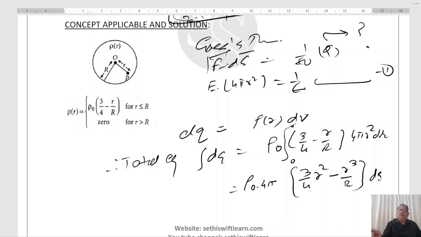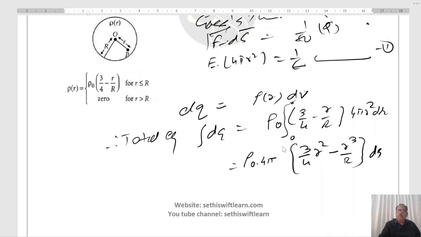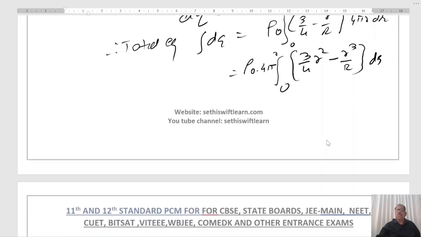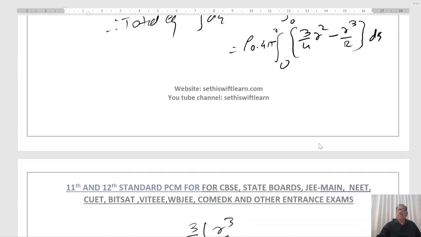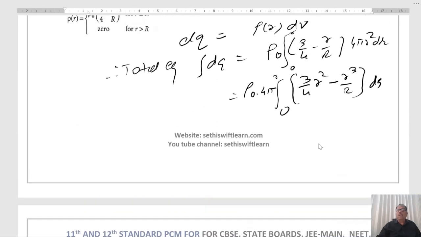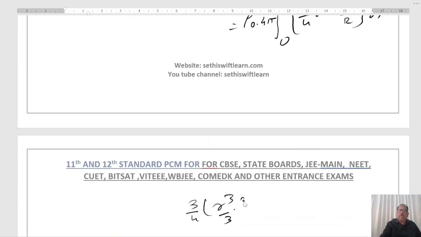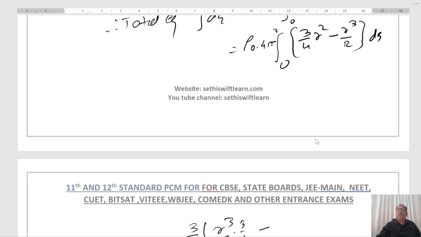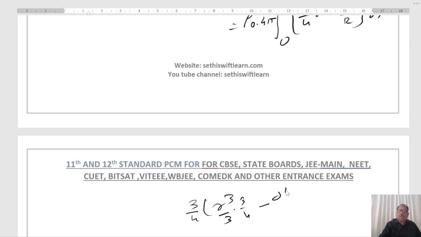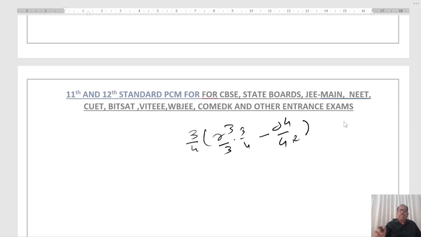Now integrating this from 0 to R, on integration this comes out to be 3 by 4 into R cube by 3 minus R to the power 4 by 4 into R. This comes out to be the answer.